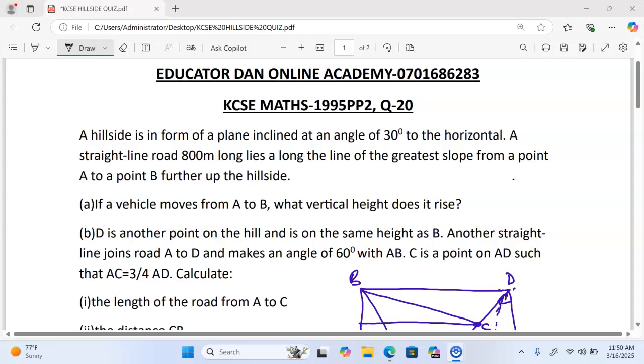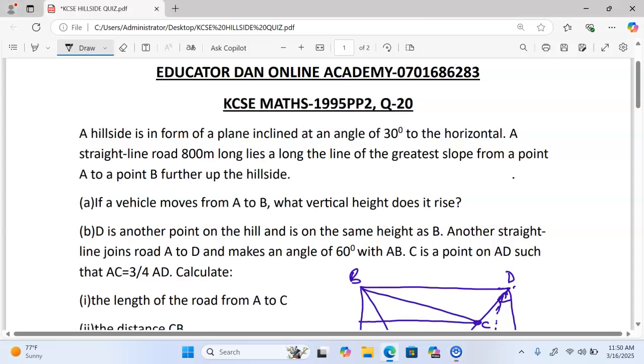We are looking at KCSE 1995 paper 2 question number 20, a question on trigonometry. The question reads: a hillside is in the form of a plane inclined at an angle of 30 degrees to the horizontal. A straight line road 800 meters long lies along the line of the greatest slope from a point A to a point B further up the hillside. If a vehicle moves from point A to B, what vertical height does it rise?